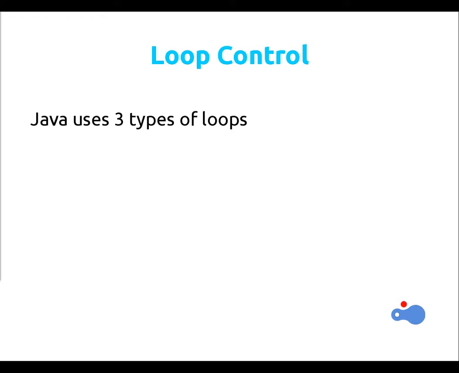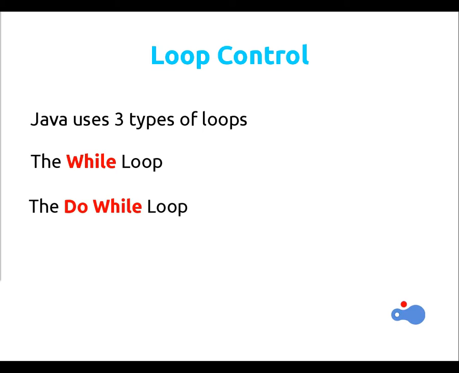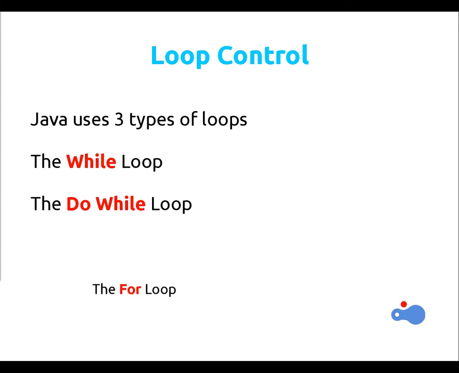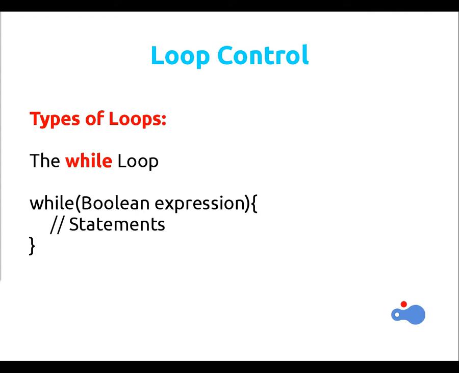Java uses 3 types of loops. First, the while loop, the do while loop, and the for loop. The while loop is written like this. You have while, and then as the argument you have what's known as a Boolean expression, and then in that block you have the statement that you're going to run as many times while that Boolean expression remains true. So as soon as that Boolean expression becomes false, the loop will stop.